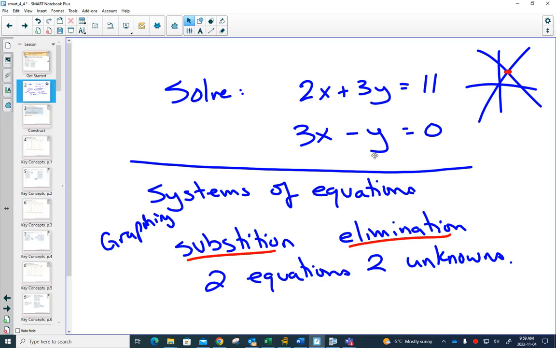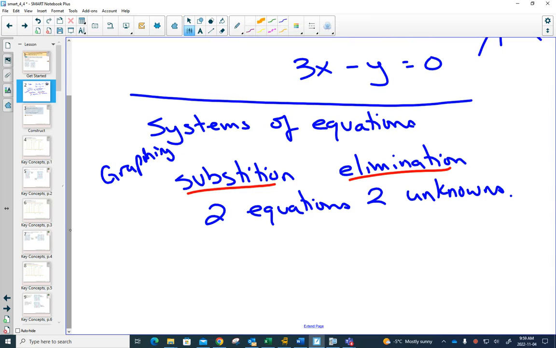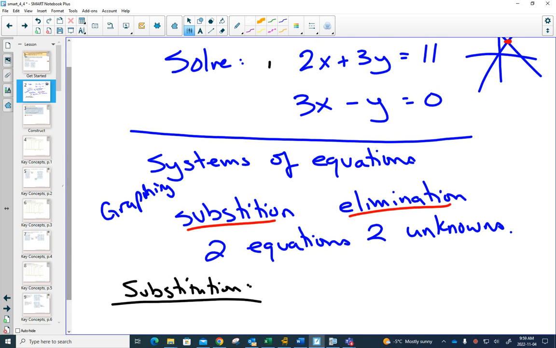So first of all, we'll look at solving this with the substitution technique. You have to take one of your equations. I'm going to label this one equation 1, this one equation 2. You have to take one of your equations and get one of the variables by itself.